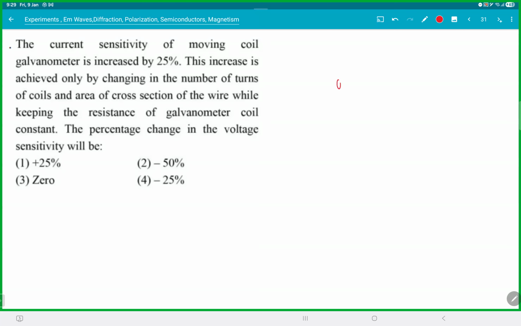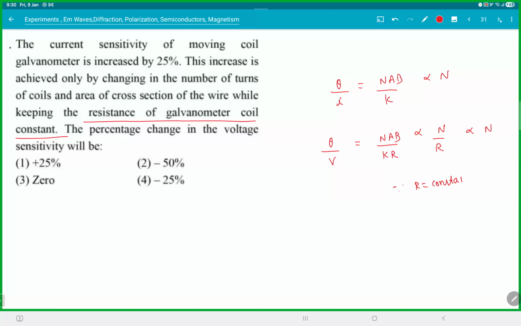So what is the catch again? Just now we saw theta by I is equal to NAB by K. So this is proportional to N. Great. Theta by voltage will be NAB by KR. Now here this is actually proportional to N by R. Normally, if you just change the number of turns, R would have changed. But in the question it is specifically mentioned that R remains constant. Somehow they messed up the area of cross section. They maintained R. So this is proportional to N since R is constant. Therefore, this also will change by 25%.